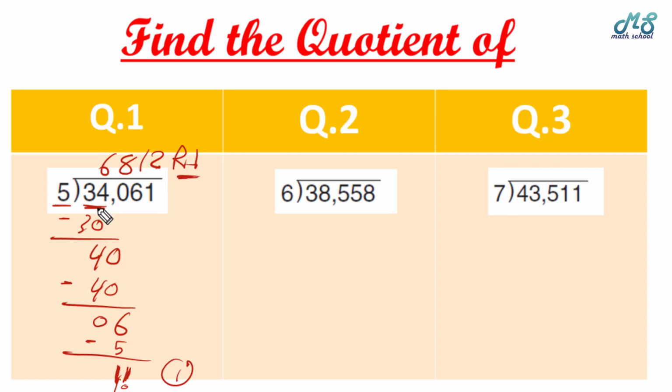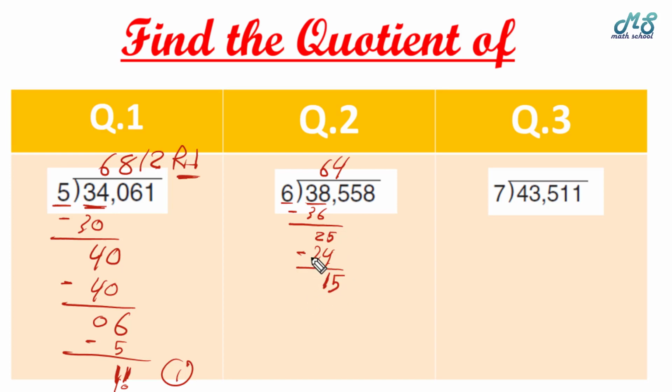6,812 with remainder 1. Next, 38 divided by 6 equals 6. 6 times 6, 36. Draw a line and subtract, the difference will be 2. Bring down the next digit, it will be 25 divided by 6 equals 4. 4 times 6 equals 24. Draw a line, subtract. The difference will be 1. Bring down the next digit, guys, which is 5.